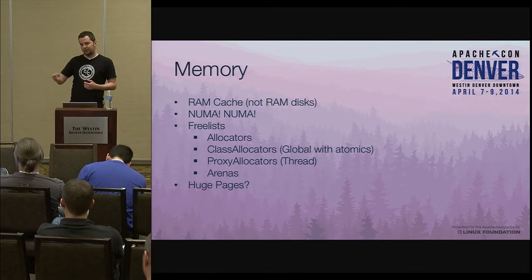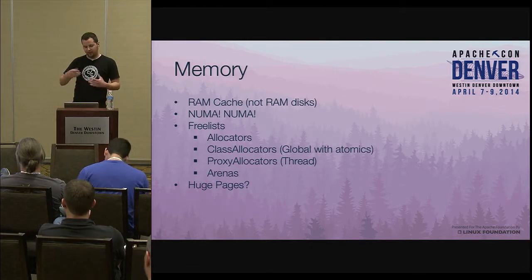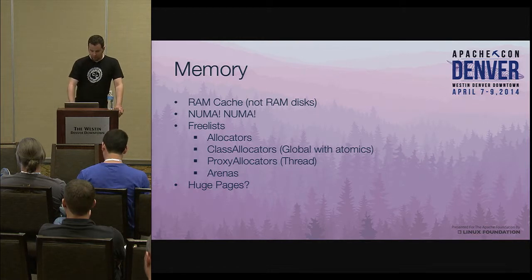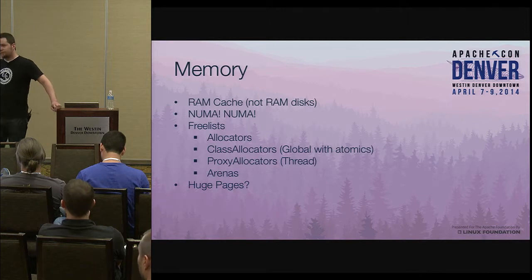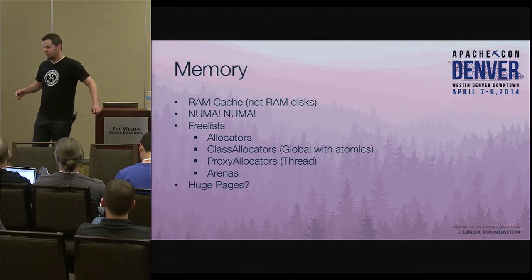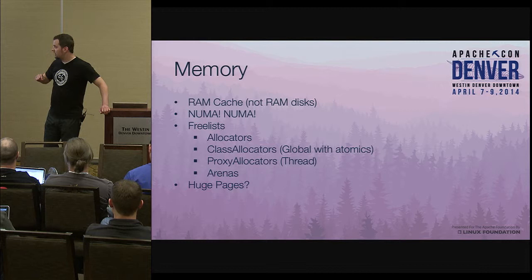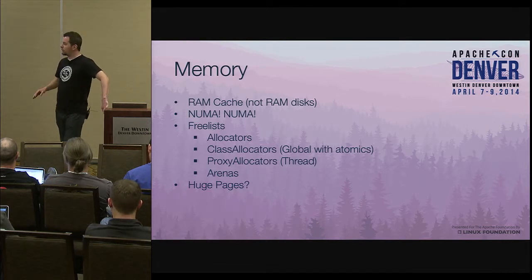And then inside the thread uses the proxy allocator and it's much faster. The other one is arenas. And I think arenas are pretty cool. Basically, we give one arena to every transaction, and then that transaction can allocate memory for itself and not have to worry about the cleanup.